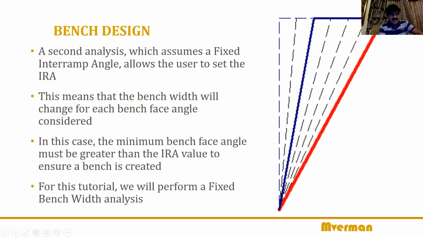The second approach is fixed interramp angle. For whatever reason, they say the interramp angle is fixed. So you can change the bench width in this case. As you change the bench width, the bench face angle will change. Of course, this face angle cannot be less than the interramp angle, otherwise a bench will not be formed. So in this case, the bench width is not fixed. The interramp angle is fixed, which means this point and this point are fixed. You can only change this point, which means the bench face angle you can try, for example from 30 degrees to 90 degrees; you can try all of them in the analysis.